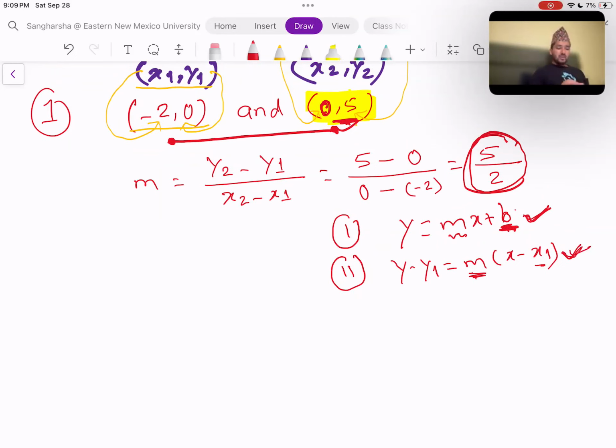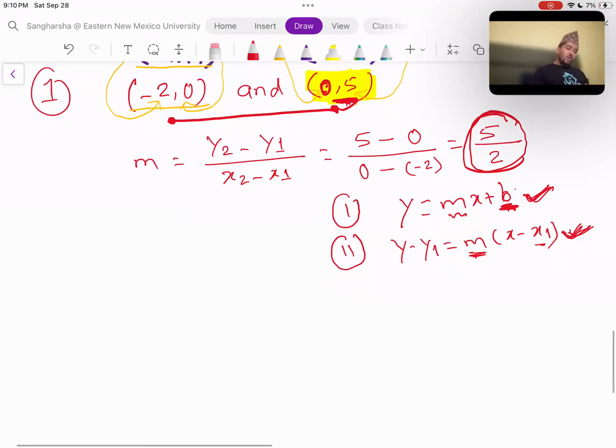Now in our case, since we are given the y-intercept, you can use the y-intercept form, and you can also use this point slope form. I'm going to show you both of these. So our slope intercept form is y equals mx plus b. Now we substitute our m is 5/2.